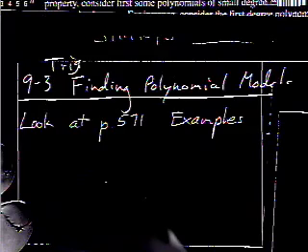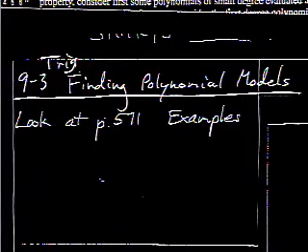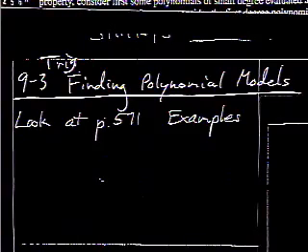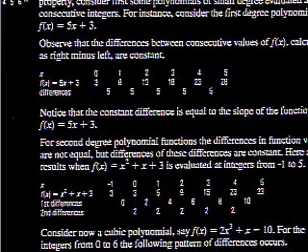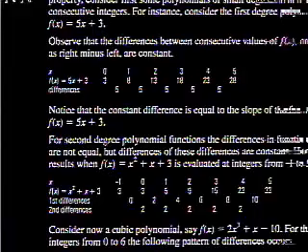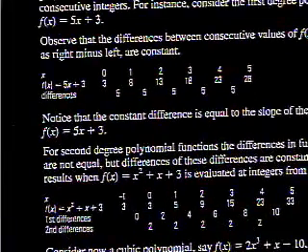This is section 9.3 in Trig, finding polynomial models. We're going to be looking at some examples here on page 571 in the book. I want you to take a look at this first example. I'll zoom in a little bit more on it.